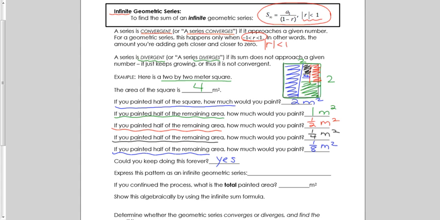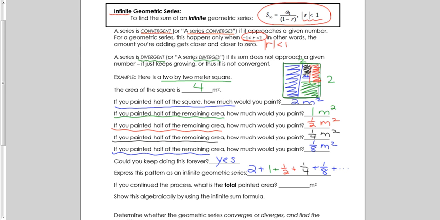So I started out, the first amount I painted was 2. And then I painted 1. And then I painted a half. And then I painted a fourth. And then I painted an eighth. And to show that this is infinite, I can put a dot, dot, dot on the end to show that it keeps going forever. Now here's the weird thing.